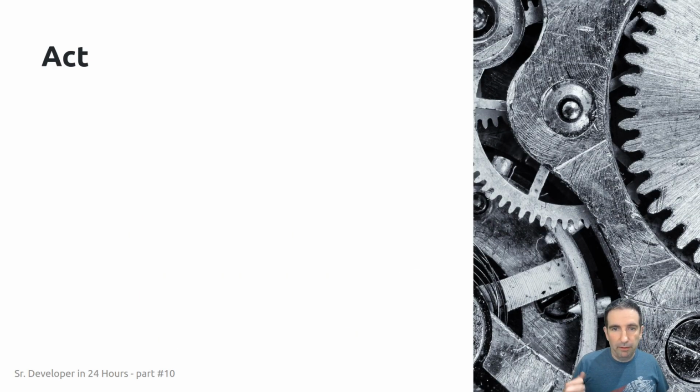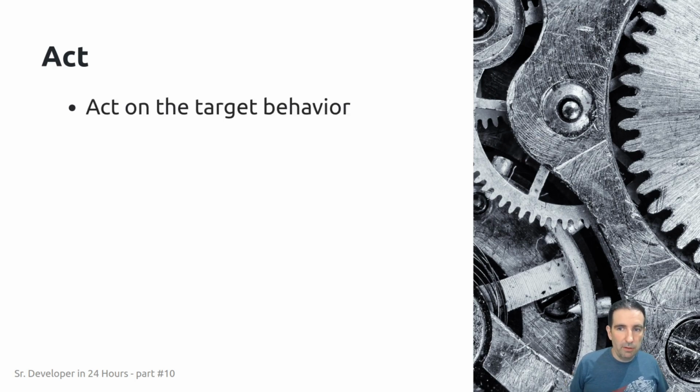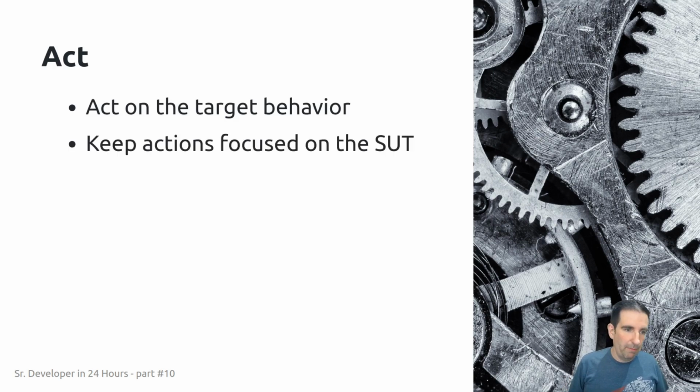All right, the second section is act. When we are actually executing the behavior that we're going to test. And in here, it is important to keep the action focused on the system under test. Normally, it is a single call to a method in the system under test, but it is important to have it as a separate section to make it clear to anybody that's going to be doing maintenance, what is it that we're really testing about this particular system under test.